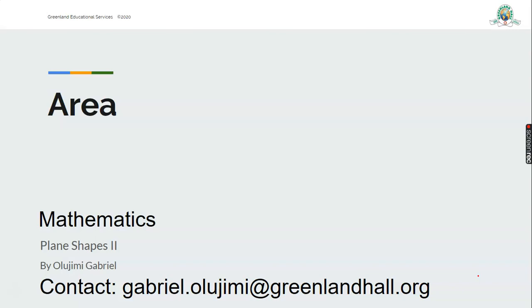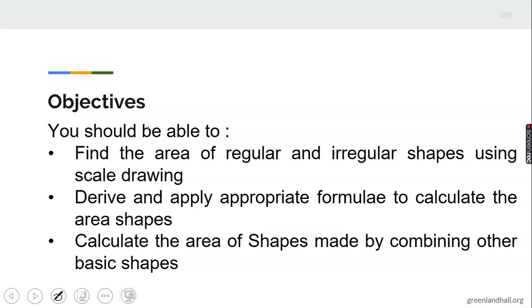Last time we talked about perimeter of shapes and we looked at some basic shapes like rectangle, parallelogram, circle, square, and so on. Now this morning we'll be looking at area of shapes. Before we move straight to the topic, here are the objectives of this topic.